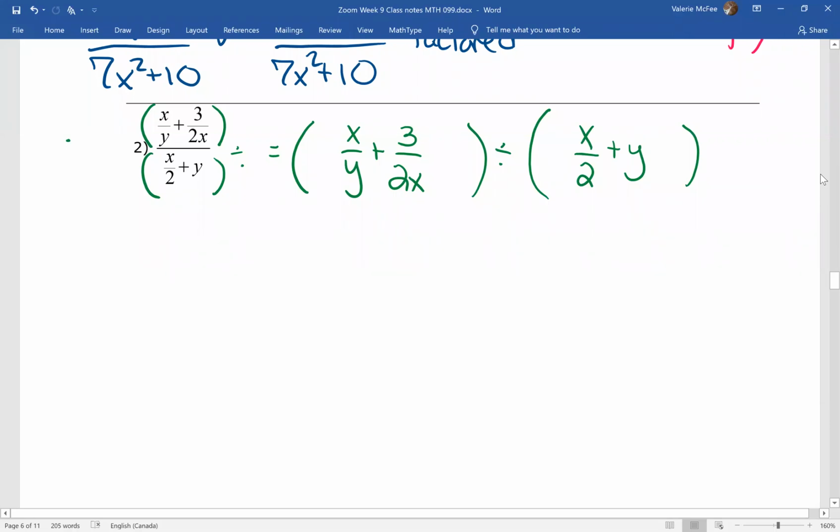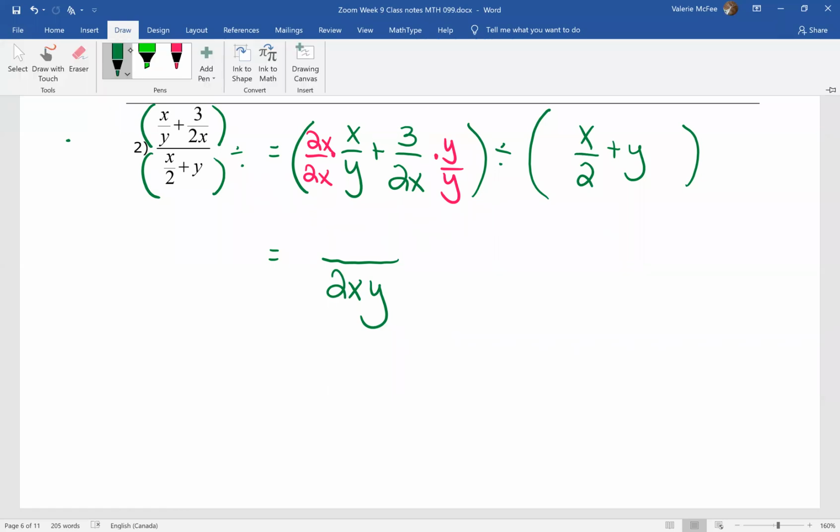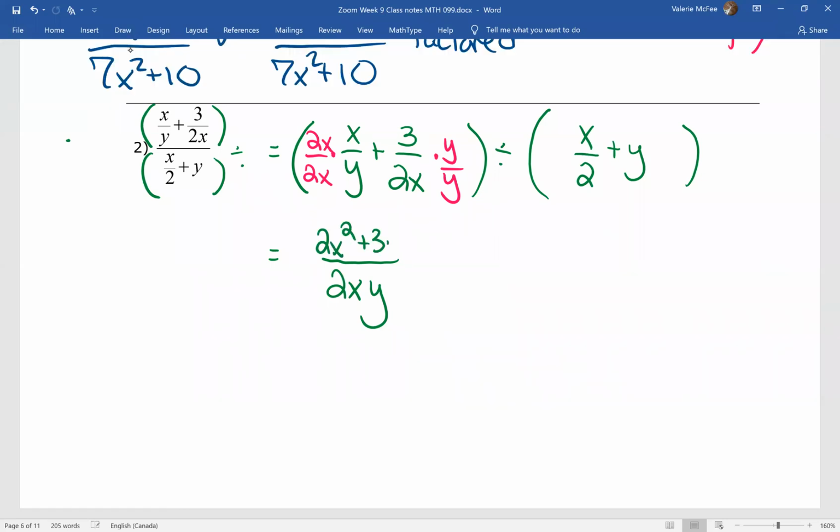So if you did step 1, you bracketed the numerator and the denominator. And then step 2, you wrote this as a horizontal division question. Now we want to write each bracket over a common denominator. We see for our first bracket, it's going to be 2xy. So we're missing factors, missing 2x for the first term and y for the second term. So we have 2x squared plus 3y all over 2xy.